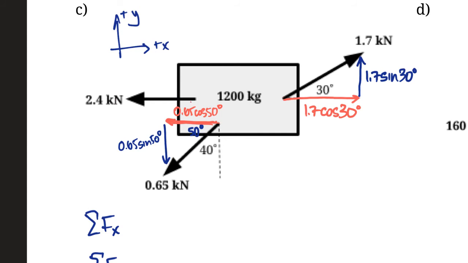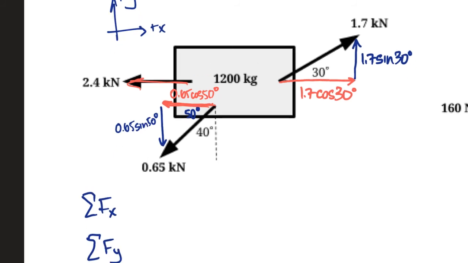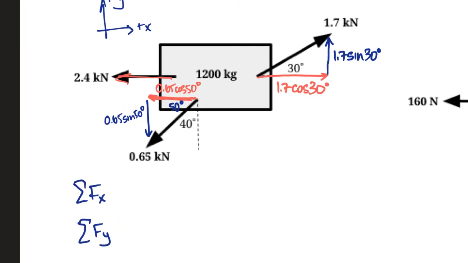I'd like to do them in red, the x components in red and the y components in blue. Just makes it easier to identify. So to do that, we need to also be careful of our signs, right? Because this one right here is going in the negative direction. We said that this is positive, so it's going in the negative direction. So we would do negative 2.4 kilonewtons. And then this one right here is also in the negative direction, right? Points to the left. So this is minus 0.65 cos of 50. And then this one right here, it's in the positive direction, right? Because it's going to the right. So plus 1.7 cos of 30.